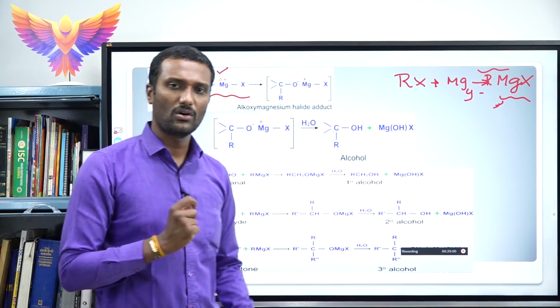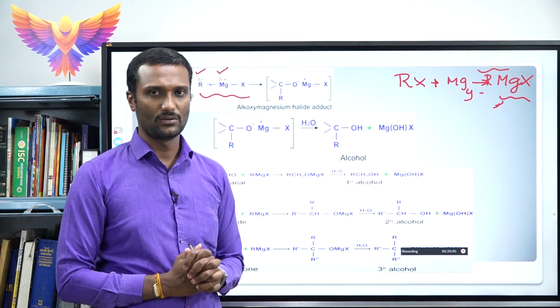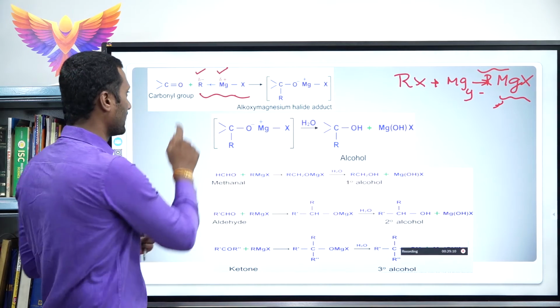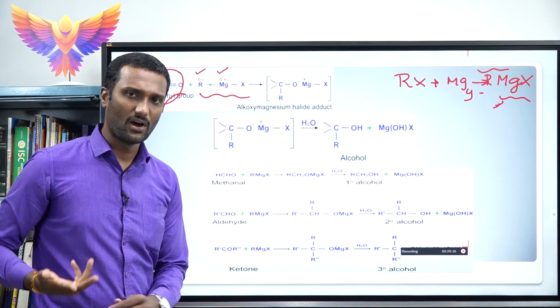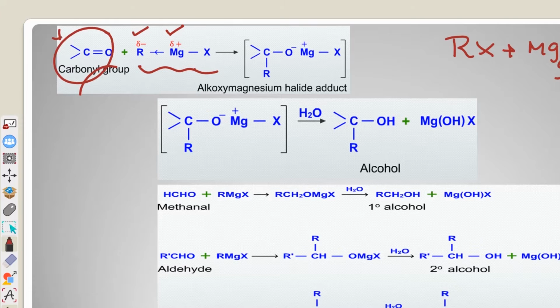Very important concept about the Grignard reagent: how an alcohol is prepared from the Grignard reagent. So here I have shown the charge separation of the Grignard reagent. I have taken the carbonyl group. Carbonyl group means we have an aldehyde and we have a ketone. Aldehyde means if on one side one hydrogen is attached, hence it is said to be an aldehyde. If alkyl groups are attached on both sides, hence it is said to be a ketone. That is a very simple difference between the aldehyde and ketone.